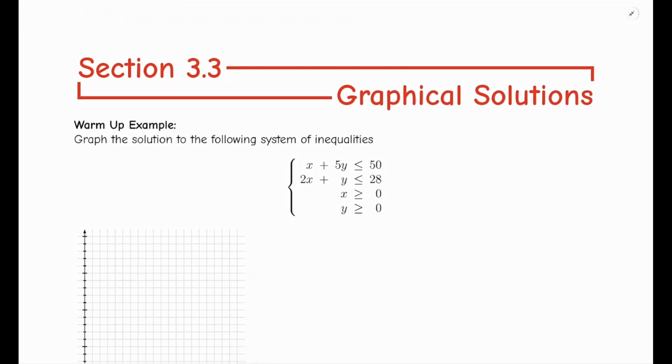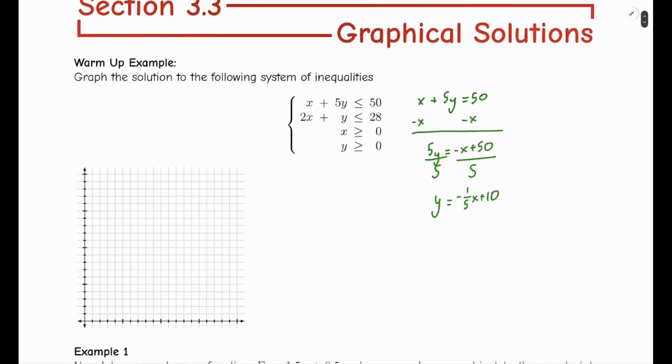So the first thing I'm going to do is find the boundary lines. So x plus 5y equals 50. Subtract x. 5y equals negative x plus 50. And then divide by 5. We get y equals negative 1/5 x plus 10. So that has a y-intercept of 10, and then a slope of down 1 over 5.